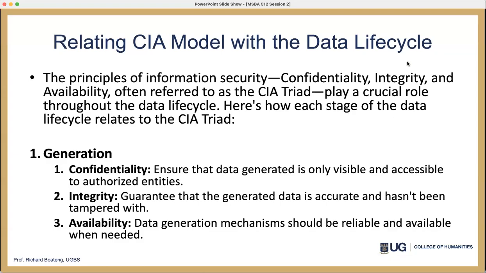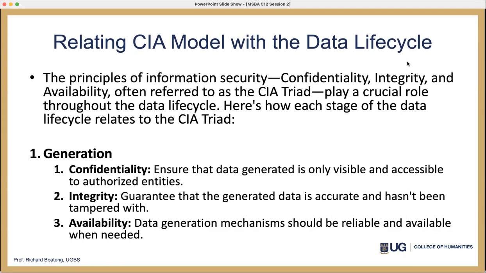In relating the CIA model to the data lifecycle, the CIA model consists of confidentiality, integrity, and availability. Now, there are different steps in the data lifecycle. One of the first steps is generation of the data. In terms of confidentiality, anytime you are generating data, these are the things that you want to look out for. One, ensure that data generated is only visible and accessible to authorized entities.